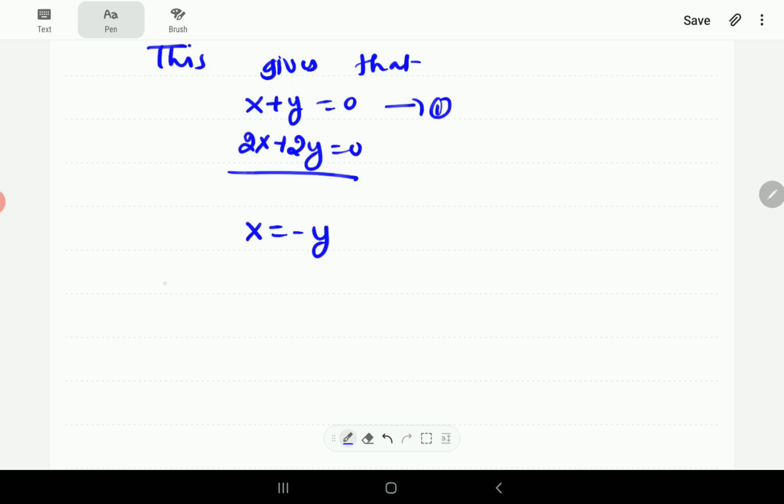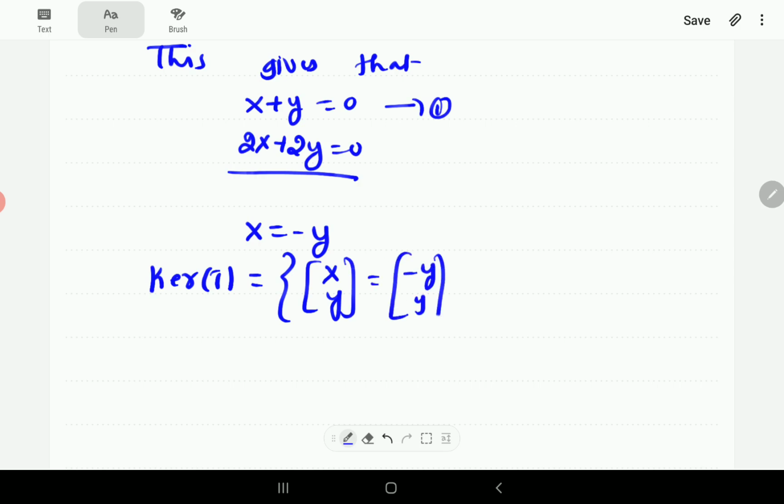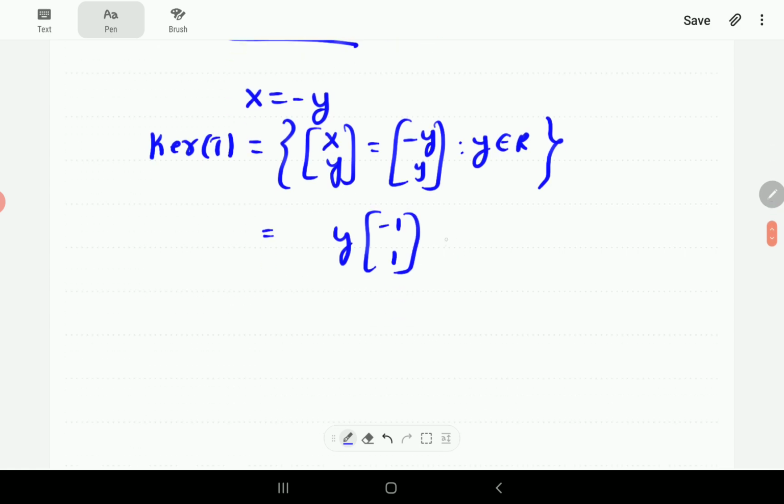So if I write the solution, my kernel of T will be the vectors (x, y), but what is x equal to? It is negative y. So this is (negative y, y), such that y is any real number. If I take this y out, it is simply y times (negative 1, 1). So it is simply the span of the vector (negative 1, 1). This is our kernel of T. This vector goes to 0. That's the meaning.